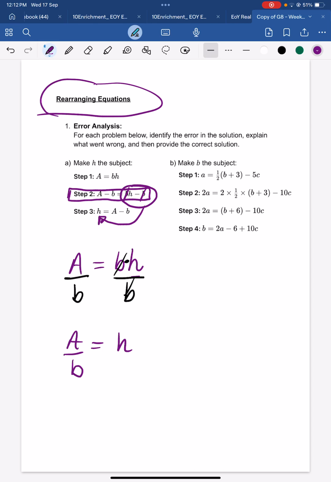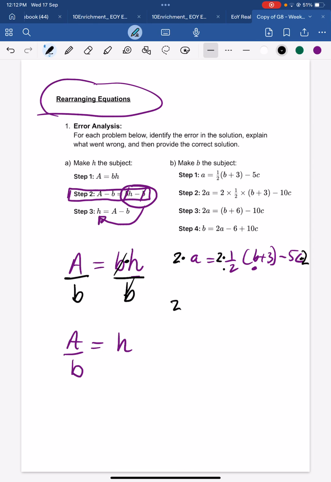Let's look at part B. So I've got A equals a half B plus 3 minus 5C. Now, we're making B the subject, and I always like to get rid of that denominator. So you can see I'm going to times everything by 2, times this by 2, times this term by 2, and times this term by 2. Don't forget to times both terms on the right hand side by 2.